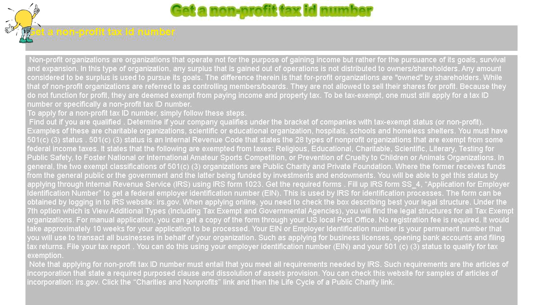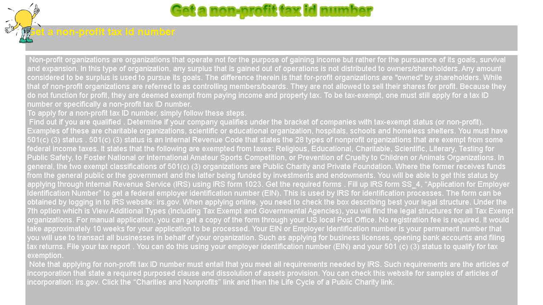Your EIN or employer identification number is your permanent number that you will use to transact all businesses on behalf of your organization, such as applying for business licenses, opening bank accounts and filing tax returns.